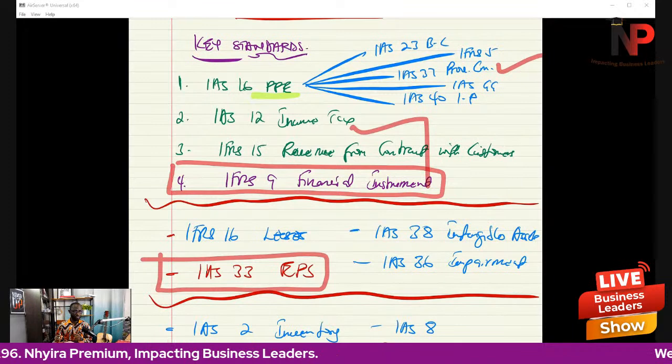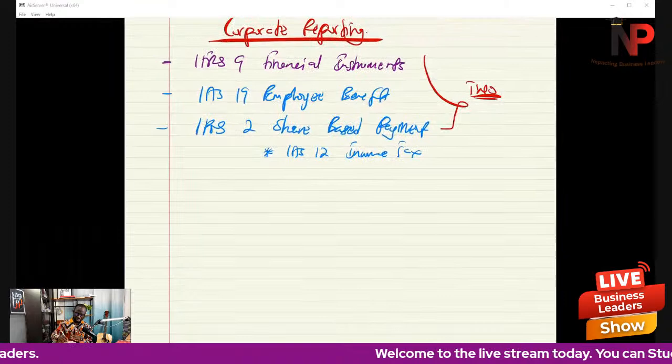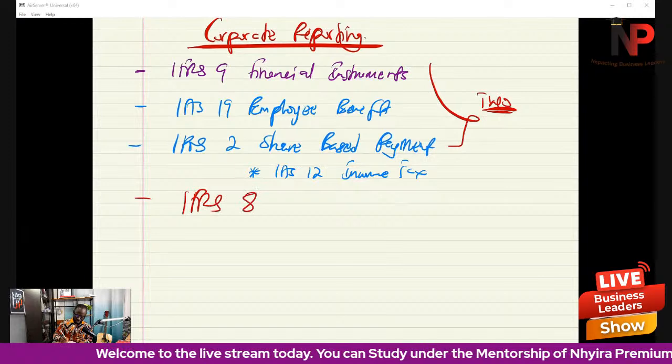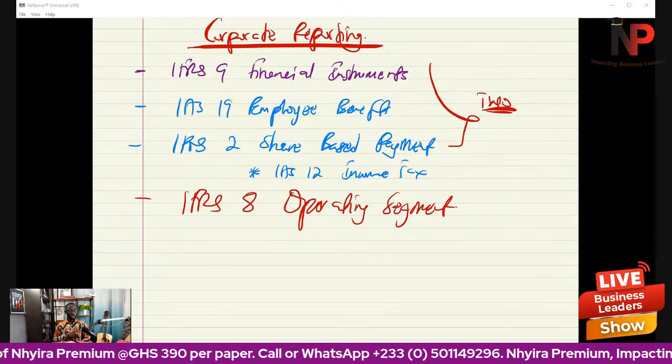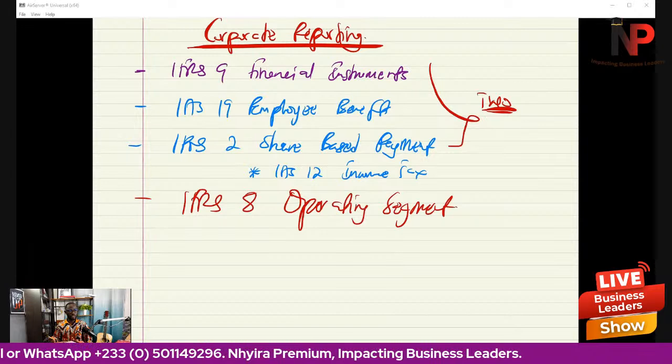Then for our corporate reporting students, in addition to these three standards that are basic, there is also going to be IFRS 8, segment reporting or operating segments. Operating segments, that's also an exclusive level 3 standard that you need to know about in that regard. So these issues are going to be there for you.